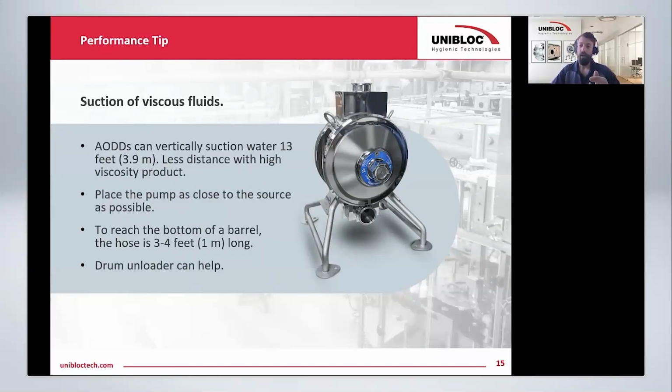So on that 500,000 centipoise application, we quoted an unloader. And so that's where you put the pump on a plate, and that plate is put in the drum, and the pump is lowered into the drum on top of that plate. And so what this does is it makes the effective distance that you're lifting the product only the distance between the bottom of that plate to that first check ball.